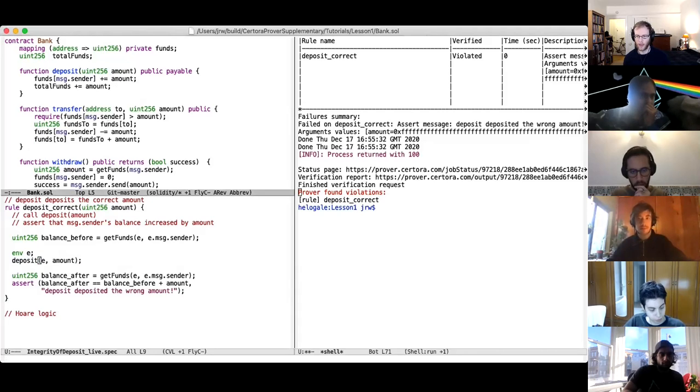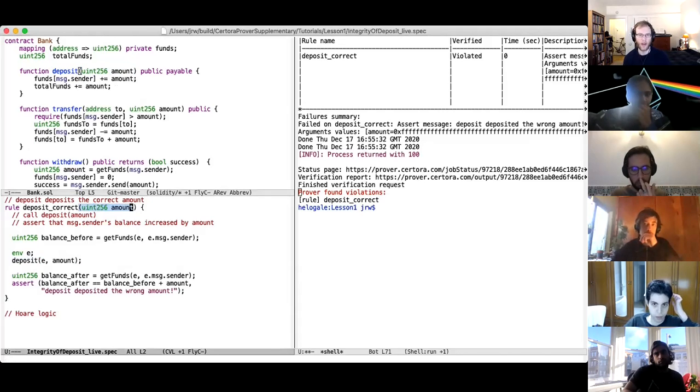So it doesn't really make sense, and it's just not possible for someone to submit a transaction to the blockchain that calls deposit on something besides a uint256, right? You could try, but it'll revert. And so that's why I declared it this way. I just wanted an arbitrary argument that made sense for deposit.